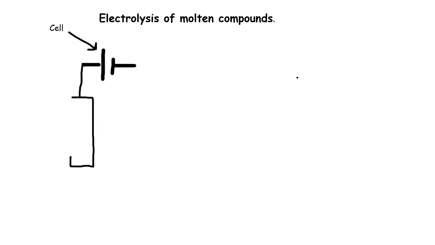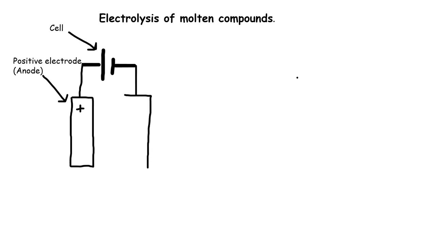The positive end of the cell is connected to the positive electrode, otherwise known as the anode. This is where anions go to be discharged. The negative part of the cell, shown by the small line, is connected to the negative electrode, or the cathode. This is where cations go to be discharged.